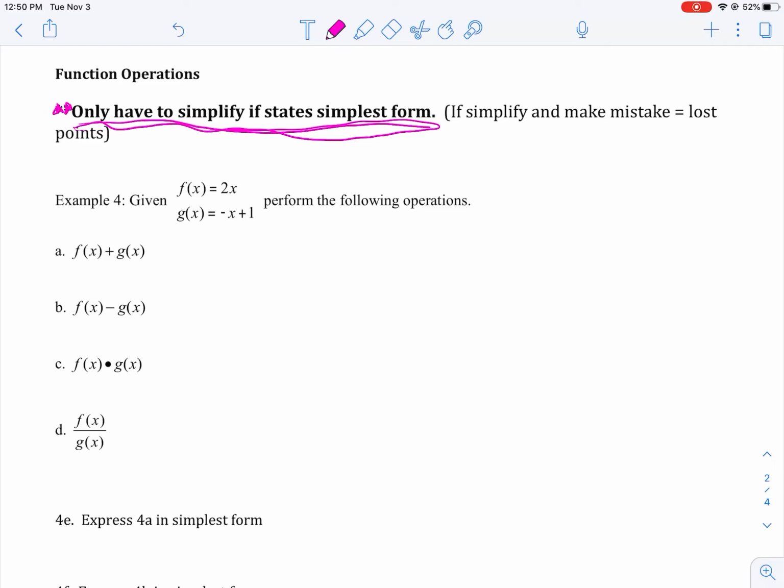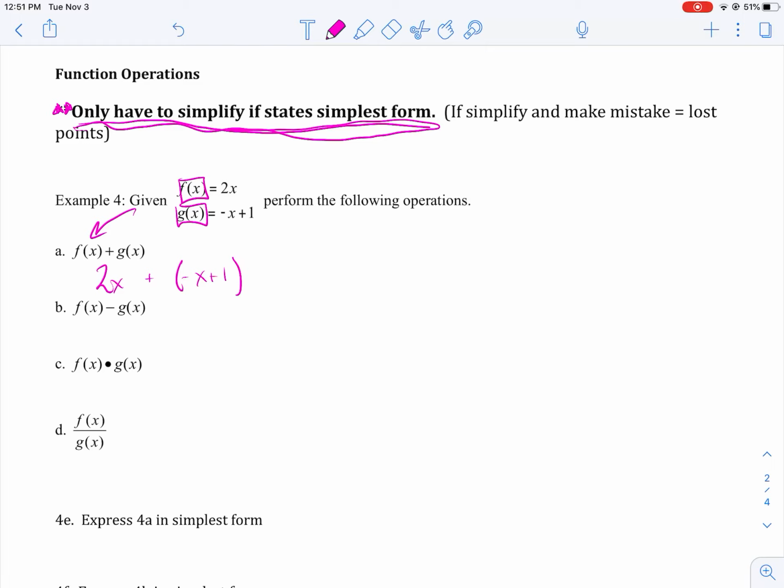Sometimes these expressions are easier than others, but just keep that in mind. So the first four, I'm not going to simplify because it doesn't tell me to. All I'm doing is taking what value I have for f of x, what value I have for g of x, and plugging it in anywhere I see that down here. So f of x is equal to 2x, g of x is equal to negative x plus 1, and that's it. It doesn't say anything about simplest form, so I leave it like that.